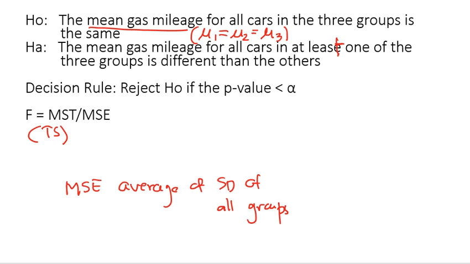The mean squared treatment is essentially the standard deviation of the whole group, the group as a whole. So mean squared treatment is basically the standard deviation of the group as a whole.